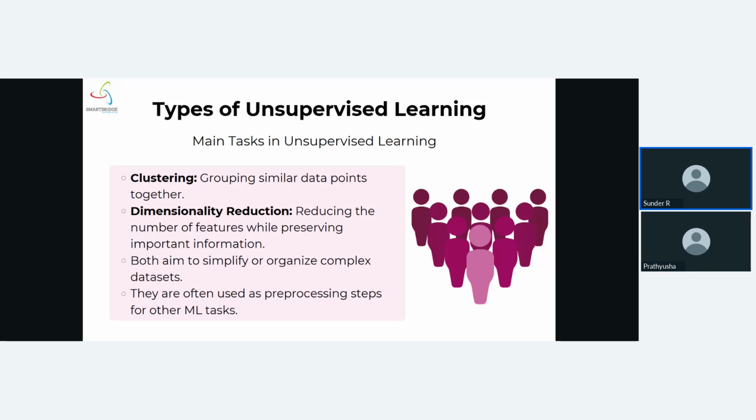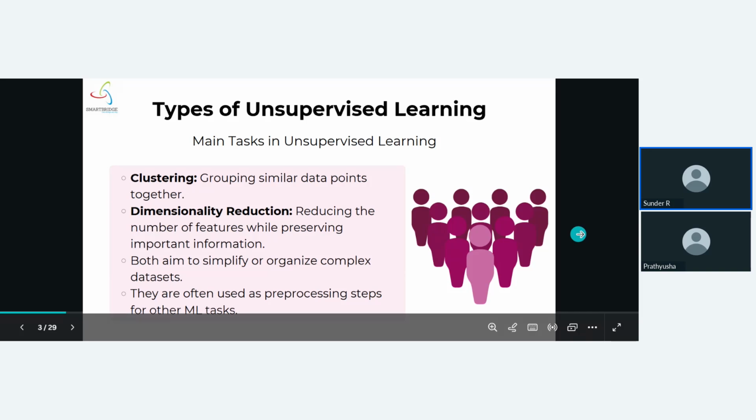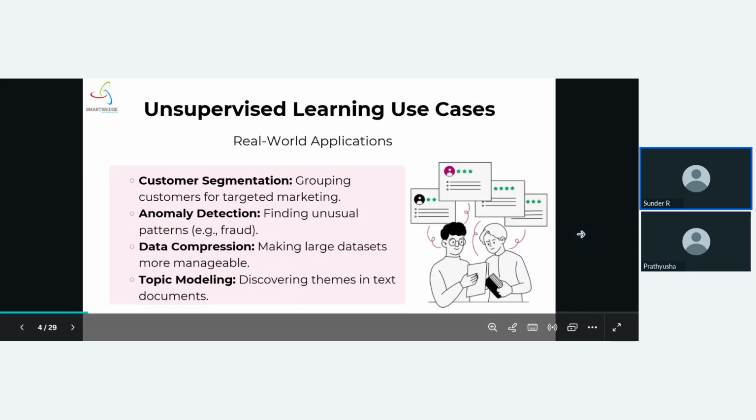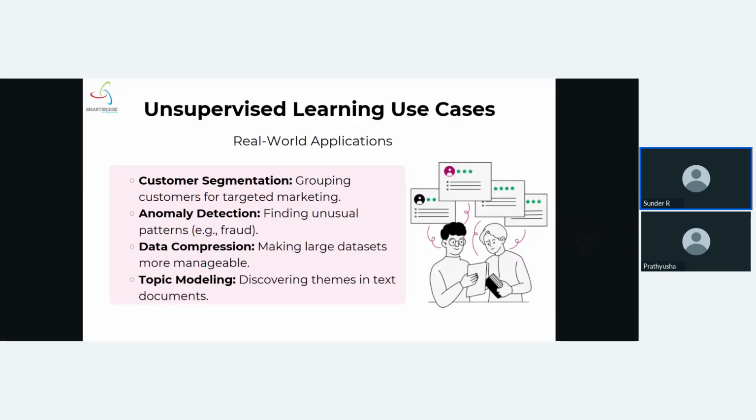Now moving to the next slide. We have examples where we're going to see unsupervised learning, where we have customer segmentation. In customer segmentation, we're going to cluster, meaning we're going to group particular people based on the customer reviews. What are you trying to do? You're trying to group the customers for your targeted marketing.